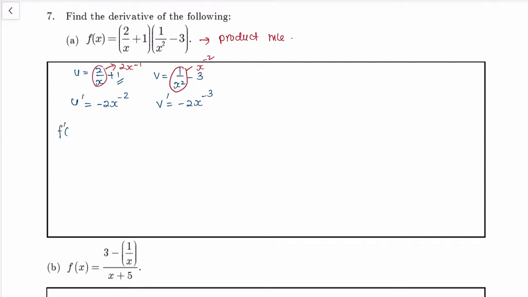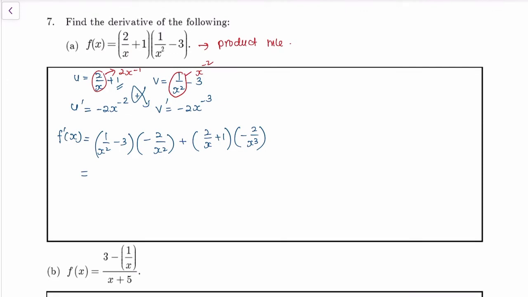Okay, so f prime x equals u v prime plus u prime v. 1 over x squared minus 3. So, u prime negative 2 x negative 2, saya tukar kepada negative 2 over x squared, plus u, 2 over x plus 1, v prime negative 2 over x cubed. Okay, so expand: negative 2 over x to the 4 plus 6 over x squared minus 4 over x to the 4 minus 2 over x cubed. So, negative 6 over x to the 4 minus 2 over x cubed plus 6 over x squared.